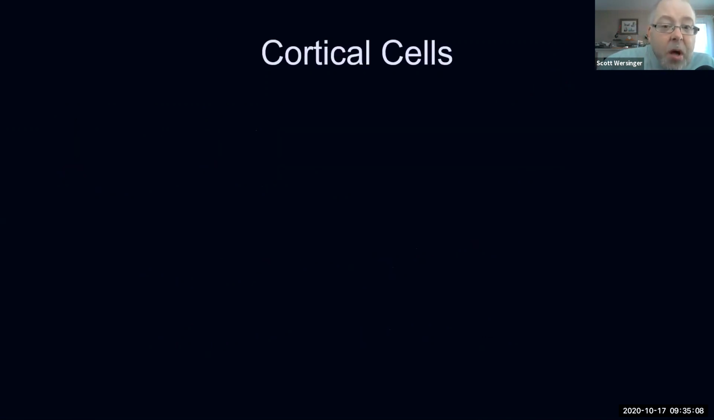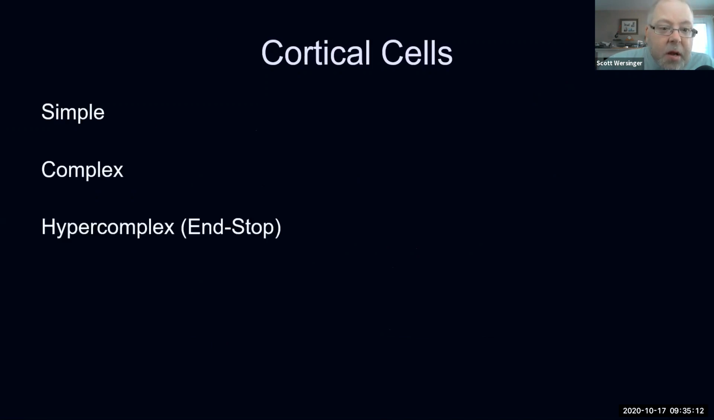Now I'm going to spend some time talking about cortical cells. I'm going to talk about simple, complex, and hypercomplex. The nomenclature's changed a little bit. So when I was growing up, when I was your age, we called them hypercomplex cells. Now people call them end-stop cells. We're in a transition, so you should understand both. We're talking about the same thing.